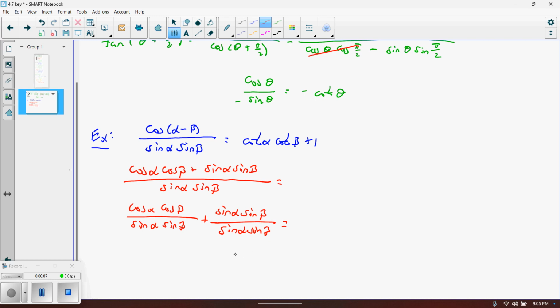Well, that second fraction should make the most sense because literally that's the same thing over itself, so that's 1. And then over here, we have cosine of alpha over sine of alpha times cosine of beta over sine of beta. Well, since the angles are the same there, those are both cotangents, so we get cotangent of alpha, cotangent of beta. And that indeed is equal to what we had at the beginning. So that's proving that identity, just using the sum and difference formula to simplify it a little bit.